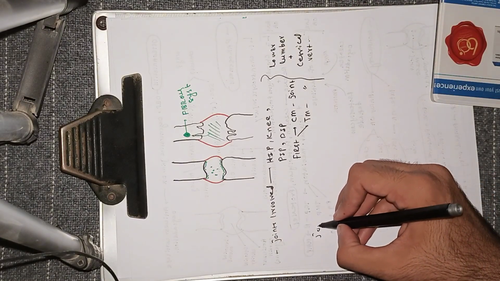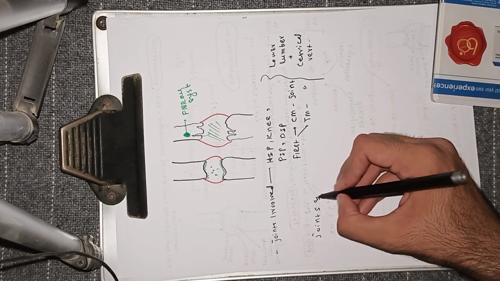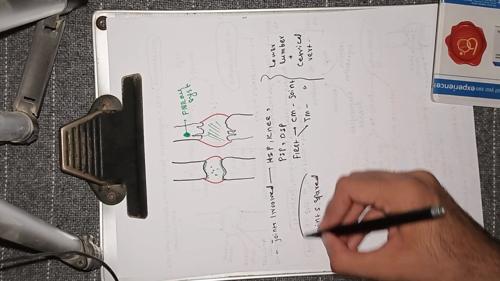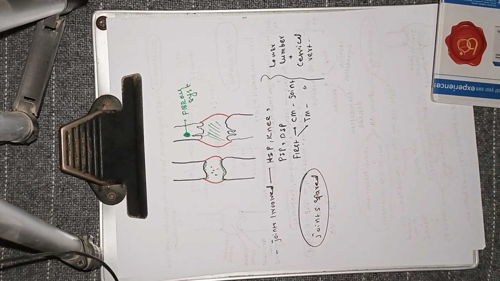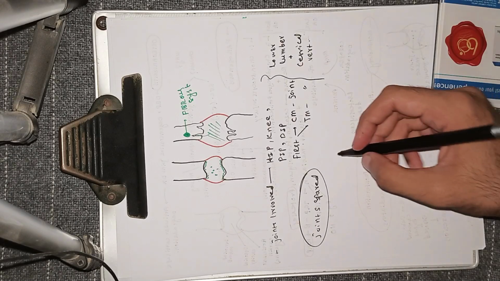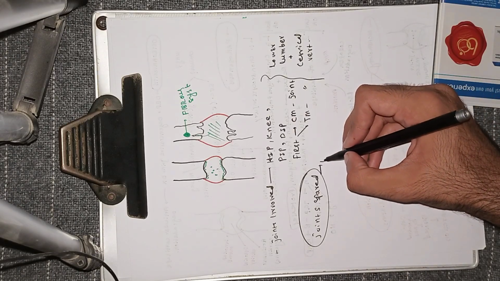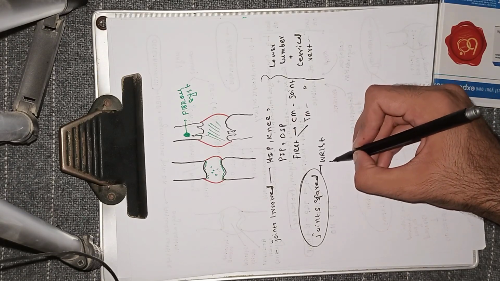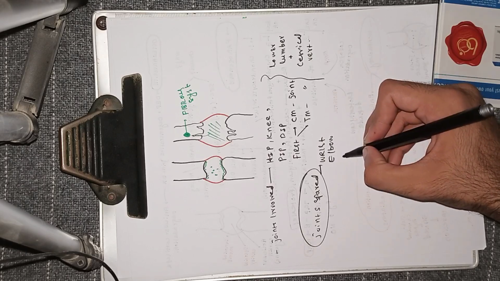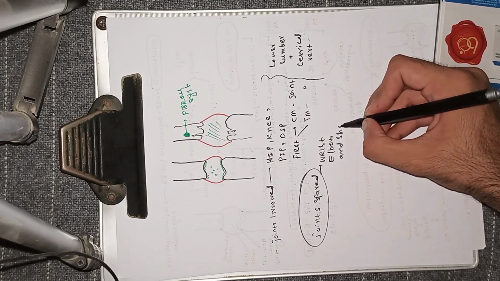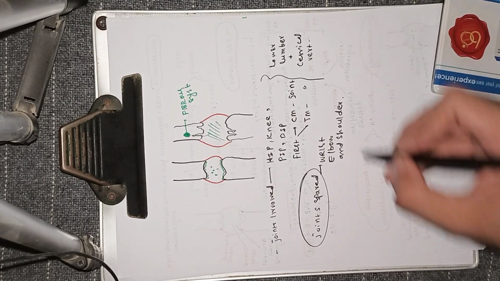And the joints which are spared, which are not usually involved, those joints are wrist, elbow and shoulder, right? That's it.